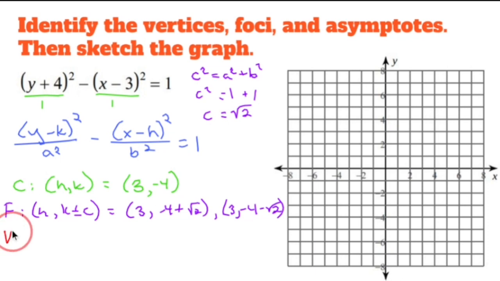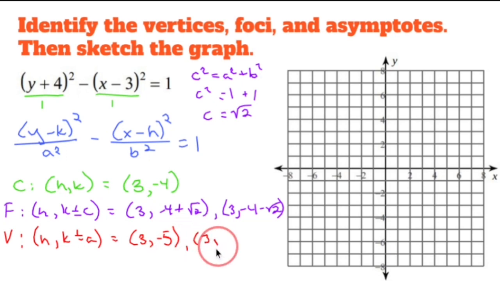My vertices are going to be h, k, plus or minus a. So 3, once again, k is negative 4. If a squared is 1, then a is 1. So negative 4 plus or minus 1, which I'll do negative 5, because that's negative 4 minus 1. And negative 4 plus 1 is negative 3.